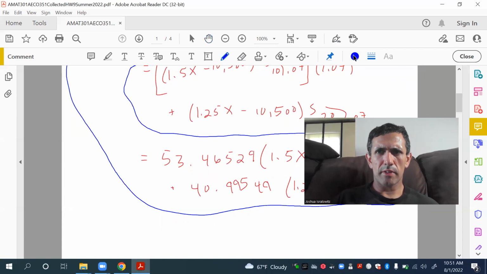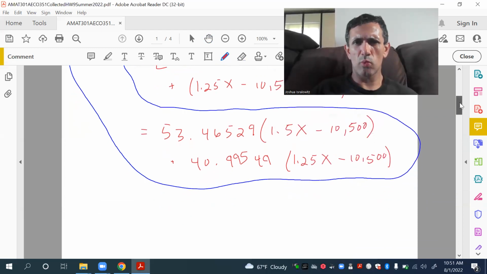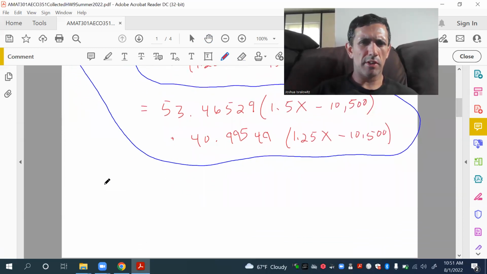Bear with me a second. I never understand why colors change and when they change on this, but anyway.